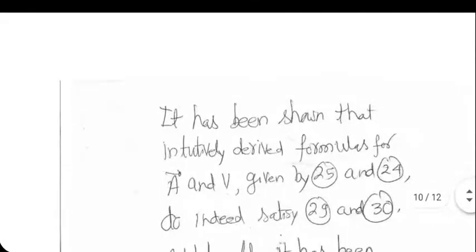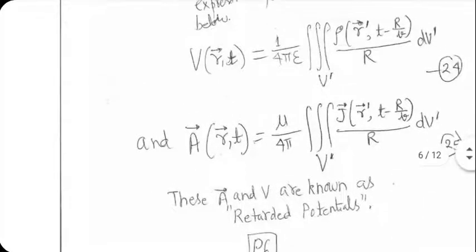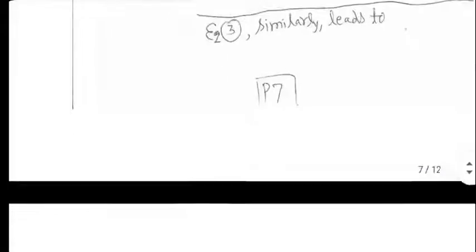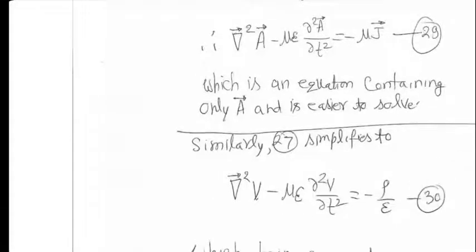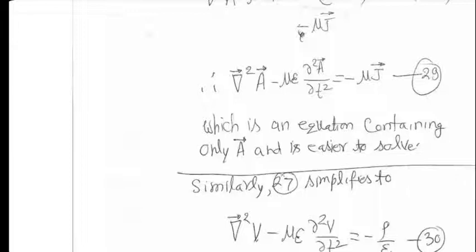Now, what has been done further is that intuitively derived formulas that I showed in the beginning have been put back in these two independent equations that we have got for A and V. And it has been shown that those formulas indeed satisfy these analytical equations. So that completes the loop. Intuitively obtained formulas actually satisfy the independent equations that we have got, equation 30 and 29. I'm not proving it, but it's done in the book.